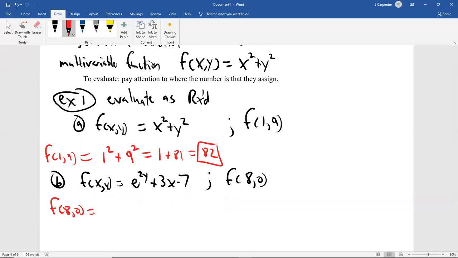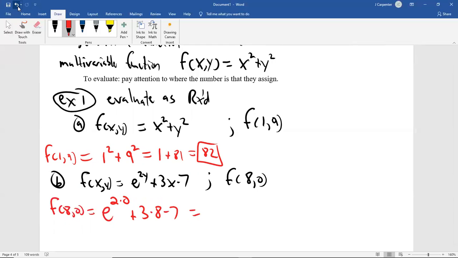So that tells us the x should become 8 and the y should become 0. You could also have multiple variables of the same thing. So this is e to the 2y, so e to the 2 times 8, right? No. Pay attention, take your time. That's 2y, so that's 2 times 0. Plus 3x is 3 times 8 minus 7.